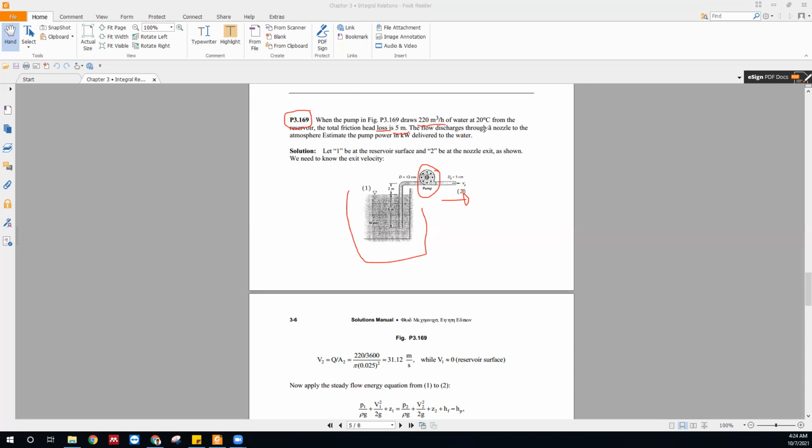And the flow discharges through a nozzle. So basically, this is the nozzle to the atmosphere. Estimate the pump power in kilowatt. So we need to calculate the pump power in kilowatt, right? Now delivered to the water.